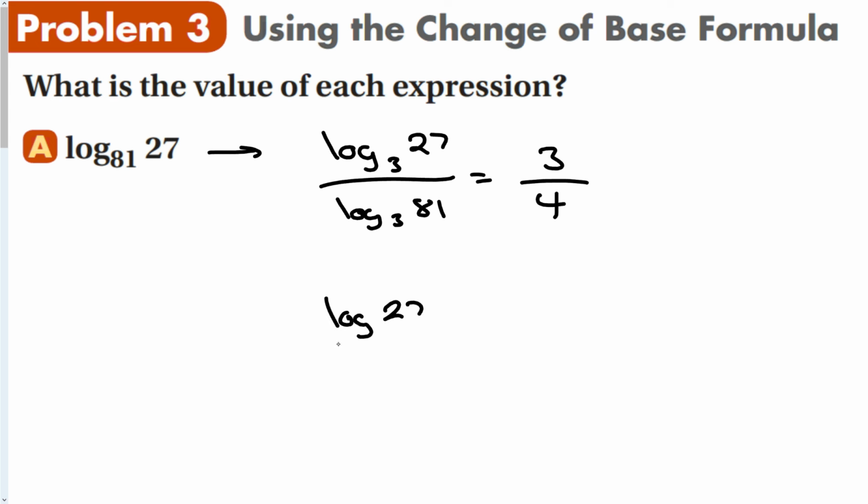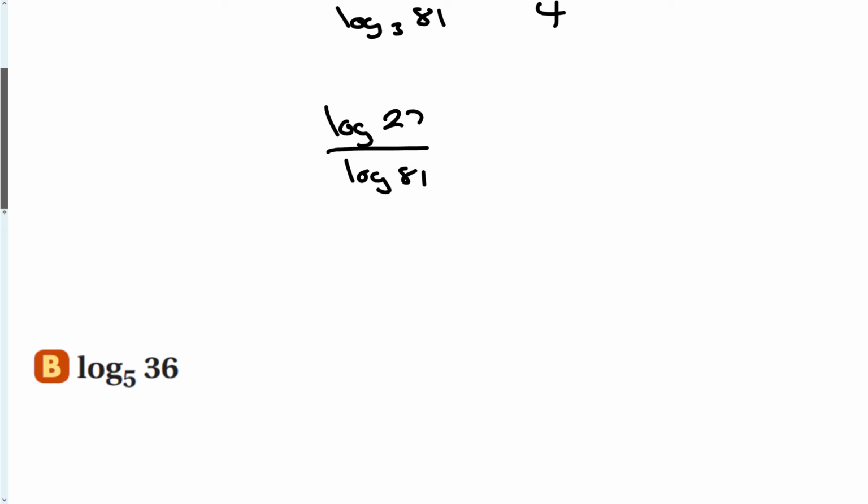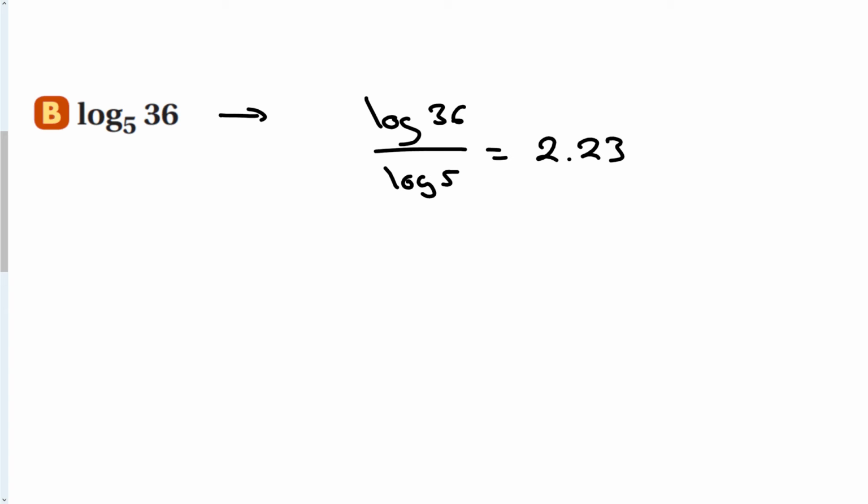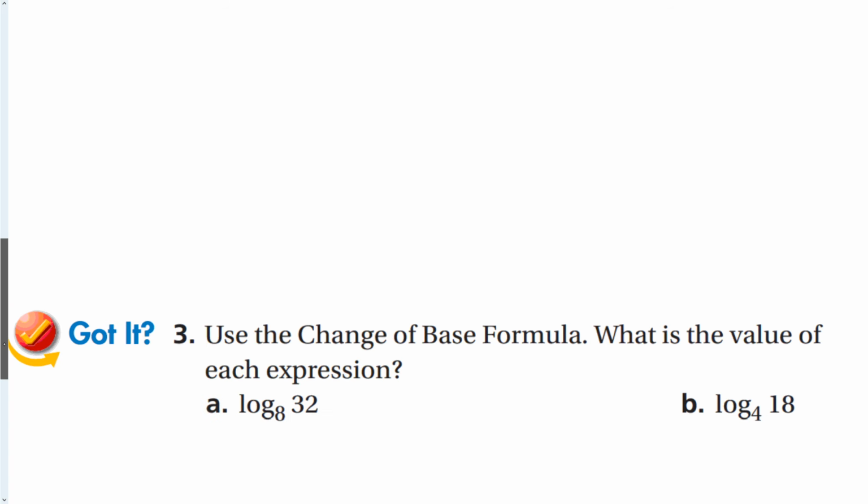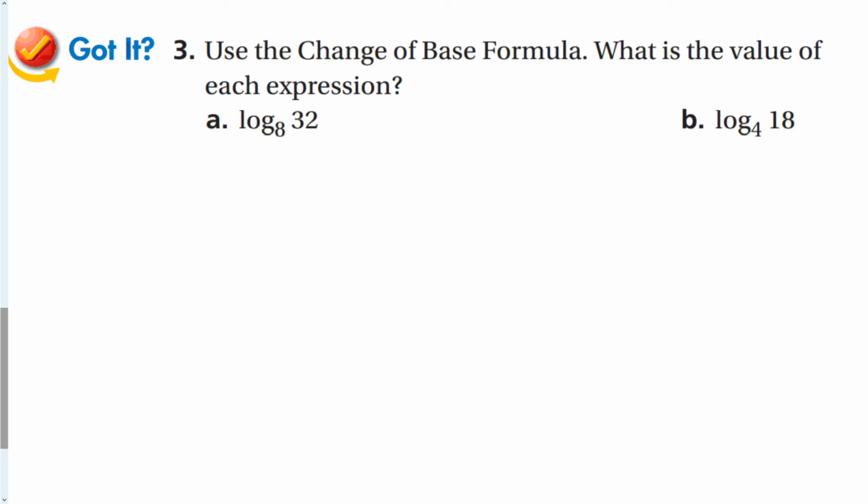We could have just put the log of 27 over the log of 81 and used my calculator. Okay? Something like this, where the numbers don't work out well together, is easier just to use your calculator. Log of 36 over the log of 5 gives you about 2.23. Change of base. I can change to any base I want. In part A, maybe I want to do it by hand. Maybe I want to just plug in log base 2 of 32 over the log base 2 of 8.